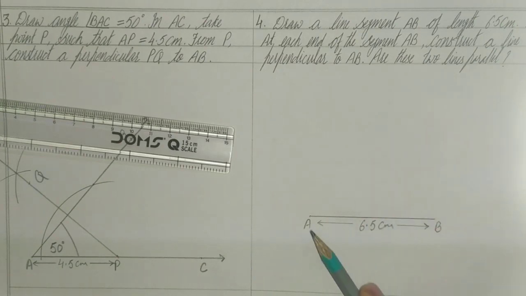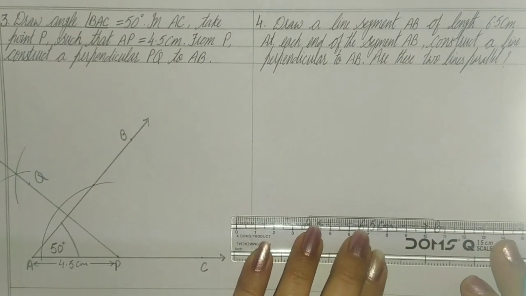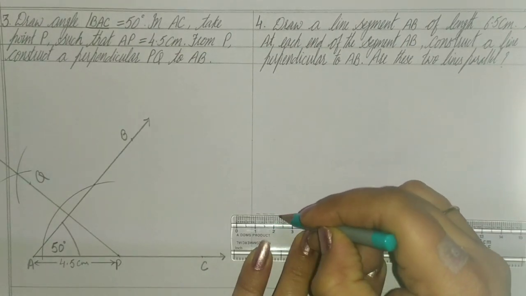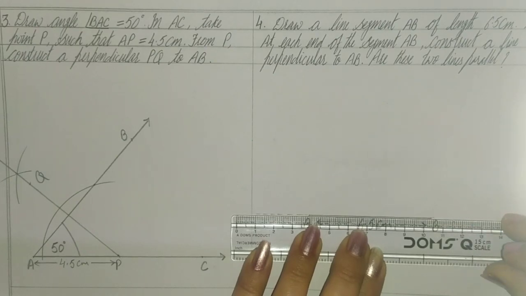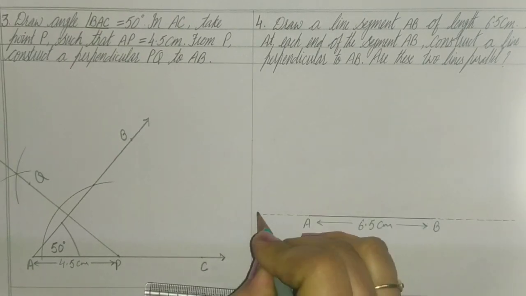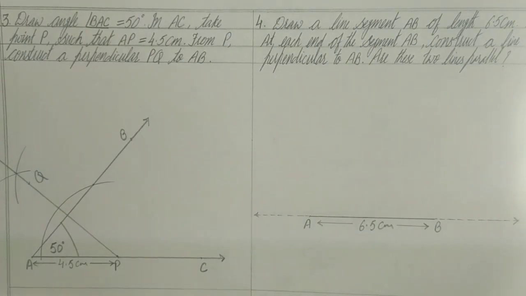At each end of the segment AB, construct a line perpendicular to AB. So again we have to construct a perpendicular. First of all, we'll convert this segment into a line. Just extend the segment by a dotted line on both the sides. Okay, it will make it convenient for you to construct a perpendicular on both the endpoints.